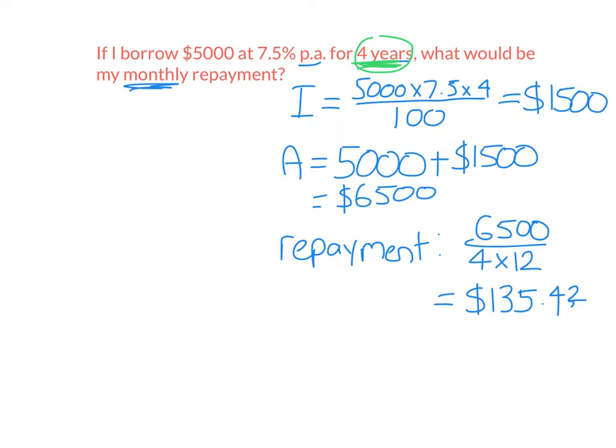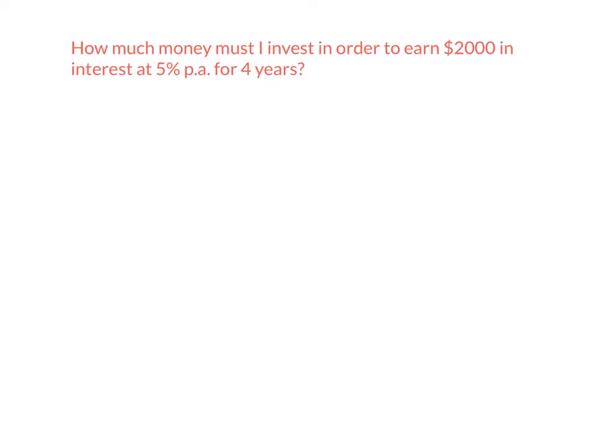All right, now we're going to look at finding P, R, or T. Once again, please pause and copy down if you need this. So let's have a go at this question. How much money must I invest in order to earn $2,000 in interest at 5% per annum for 4 years?